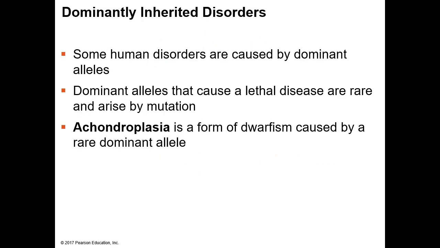Some human disorders are caused by dominant alleles. Dominant alleles that cause a lethal disease are rare and arise by mutation. Achondroplasia is a form of dwarfism caused by a rare dominant allele.